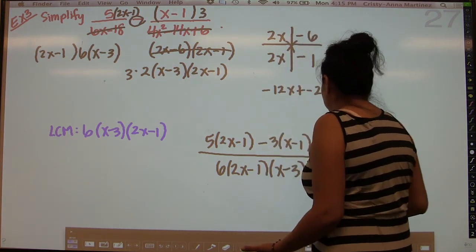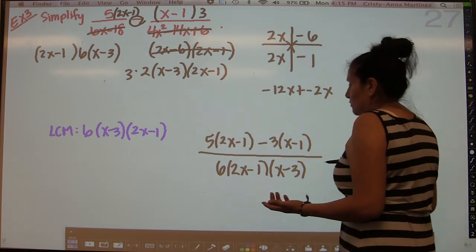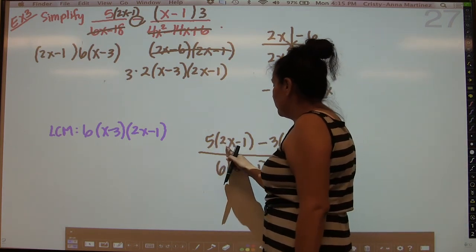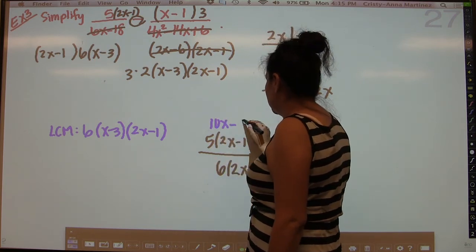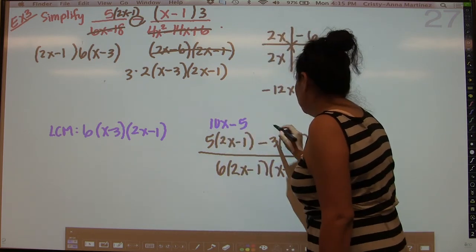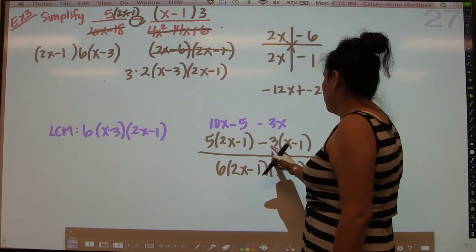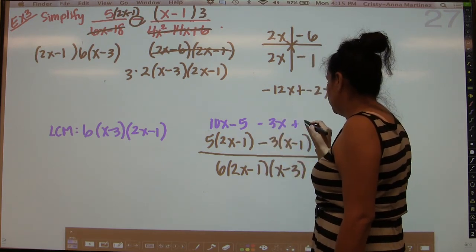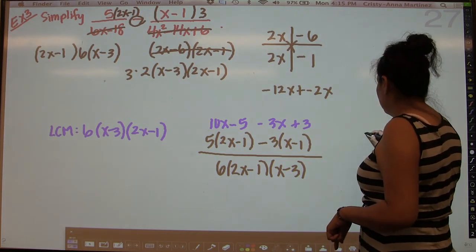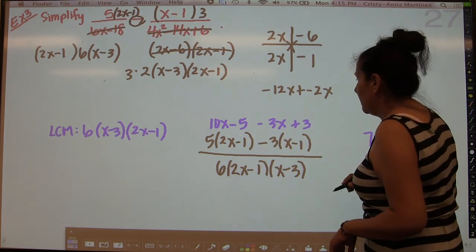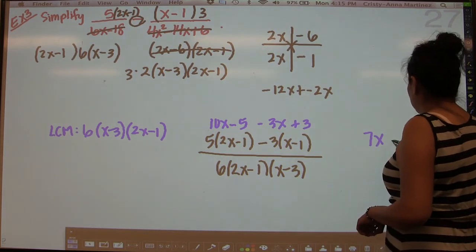And our last step is going to involve us trying to simplify the top. 5 times 2 is 10x. 5 times negative 1 is negative 5. Negative 3 times x is negative 3x, and negative 3 times negative 1 is positive 3. So we're going to get 10x minus 3x, which is going to be 7x. And then negative 5 plus 3 is going to be negative 2.